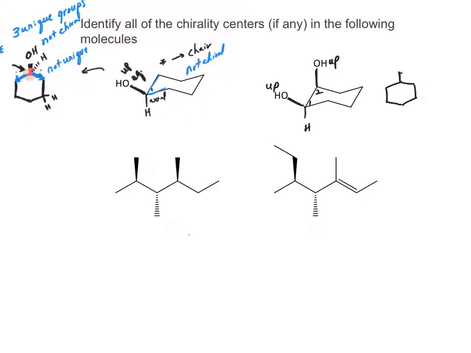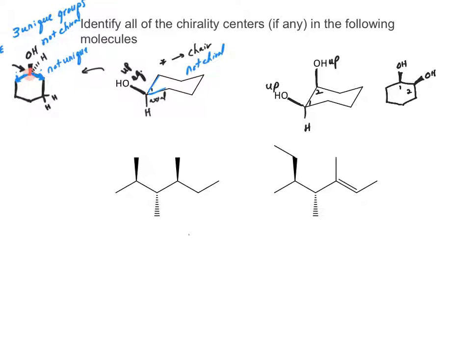And then when we draw this, we can say this is one and this is two. We get OH and we get OH. Both of them are going to be on the wedge because they're both up in the molecule in the chair conformation. Okay, so now again we're looking for tetrahedral carbon.